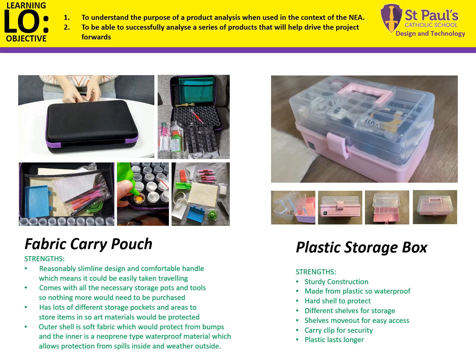Now, you can see on here, I have done a list of strengths for each of the products, but I have done them in completely different ways. On the left, you can see that I have formed full sentences. I've added reasons for the strengths, so things like reasonably slimline design and comfortable handle, which means it could be easily taken when traveling. Comes with all the necessary storage pots and tools, so nothing more will be needed to be purchased. And on the right, you can see I have gone for some bullet points. So sturdy construction, made from plastic, so waterproof, hard shell to protect.